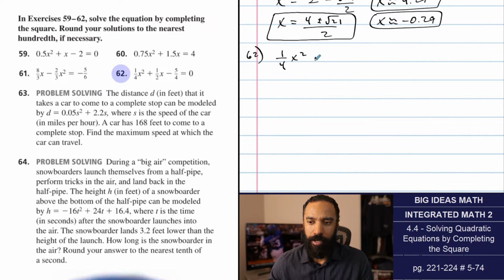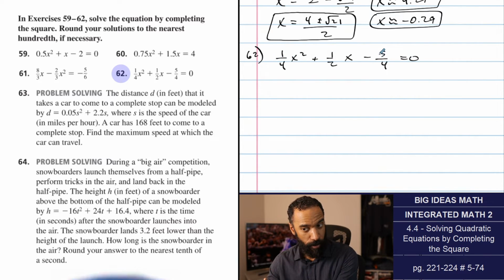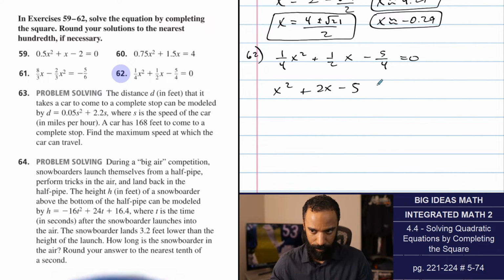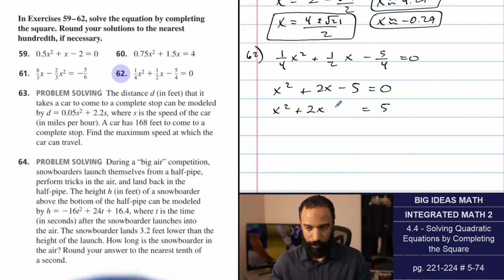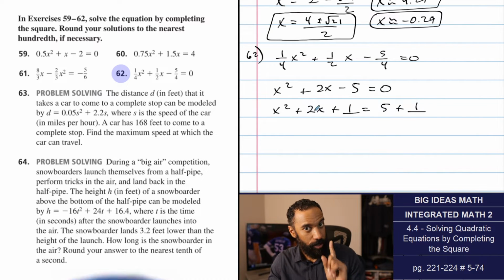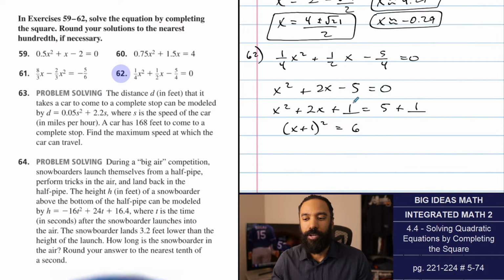One fourth x squared plus one half x minus five fourths equals 0. If we multiply everything by 4, we get x squared plus 2x minus 5 equals 0. So x squared plus 2x equals 5. And we're going to add 1 to both sides, which completes the square. This factors to the quantity x plus 1 squared, and here I get 6.